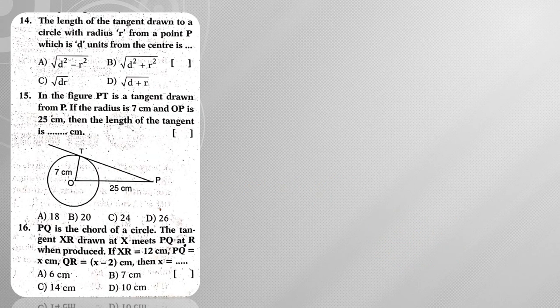Next, moving on to question number 14. The length of the tangent drawn to a circle with radius r and d units from the center. So already we know this formula, square root of d square minus r square, right? Next, moving on to the next question.